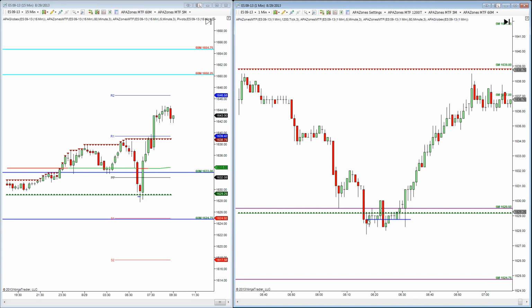Now this is a pretty early entry, so we may get an initial push over into this area right over here. You see where the little pivot is, and maybe the opens actually didn't quite make it up there, but that's where I'd be looking at for target 1.